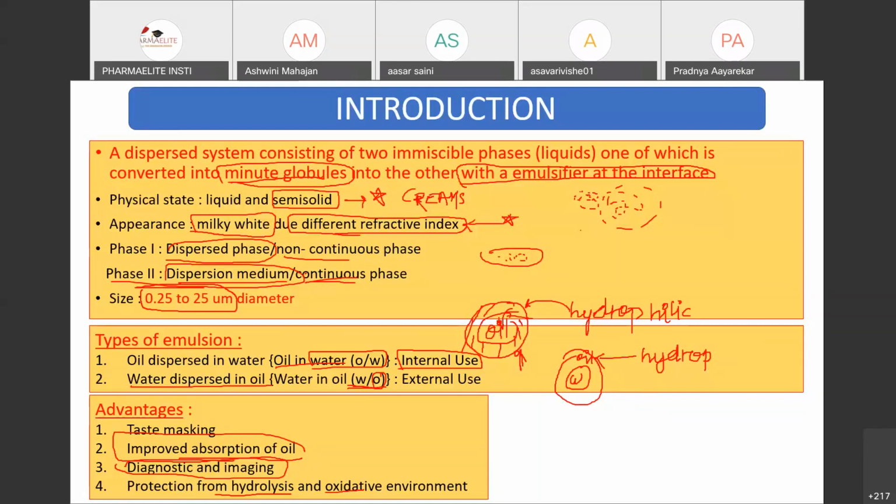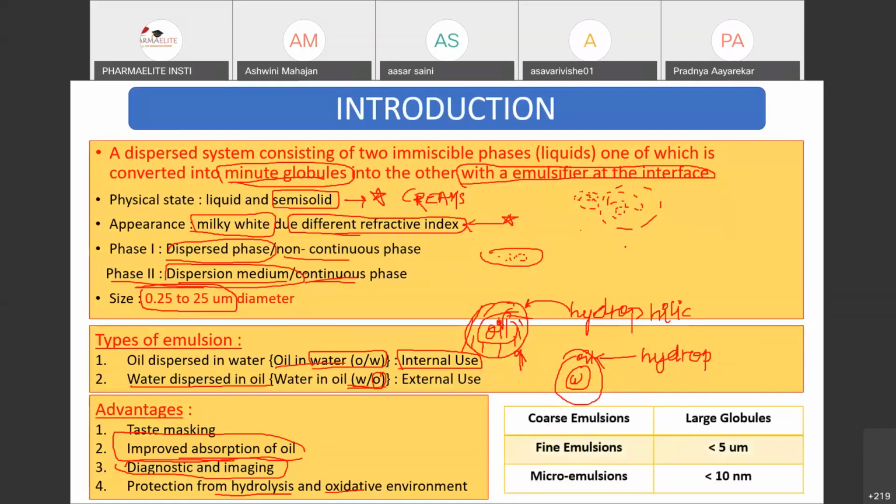You might have seen different gels. Those who have undergone an ECG, electrocardiogram, gels are applied. Gels are used over there for diagnostic purposes. In the same way, even emulsions can be used for diagnostic purposes. I hope it's clear till here.